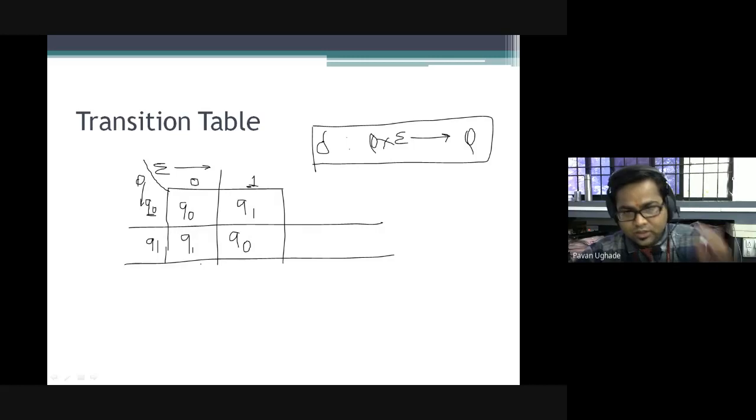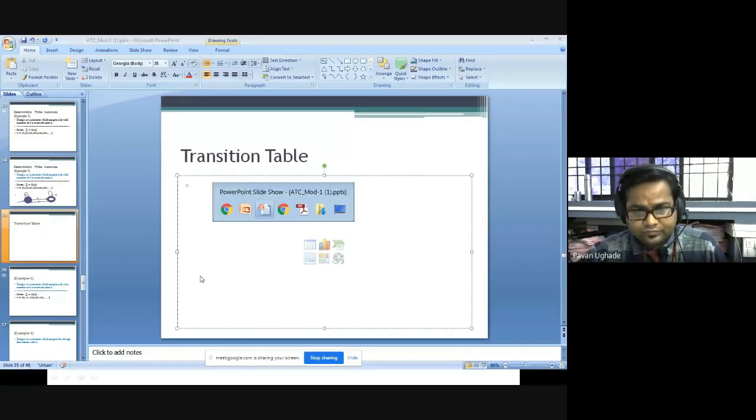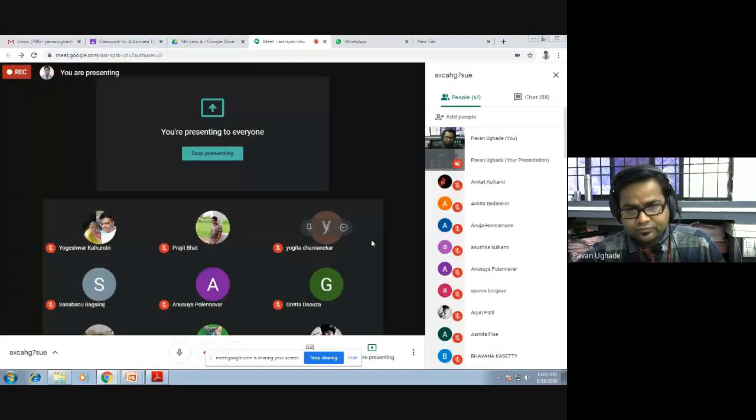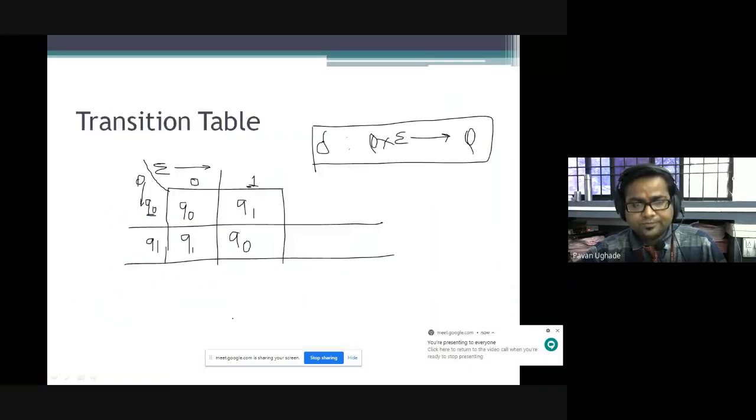Okay, I hope you understood how to draw the transition table, guys. It is quite simple. It is just a representation of a graphical thing in a tabular structure. That's why we are calling it a transition table. This was your transition diagram, and this is the tabular representation. That's it. Any doubts, guys? Yeah, thank you. No doubts. So we will move further.